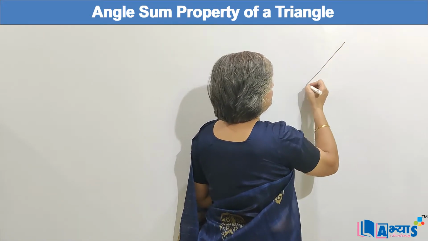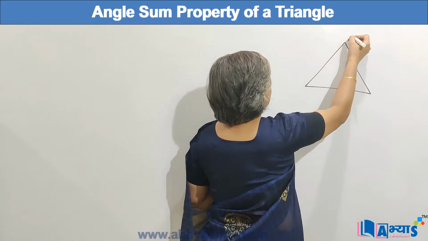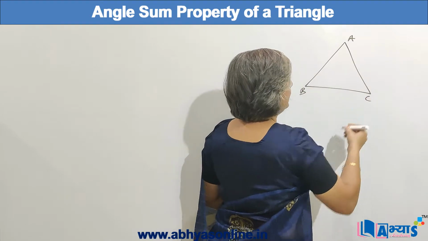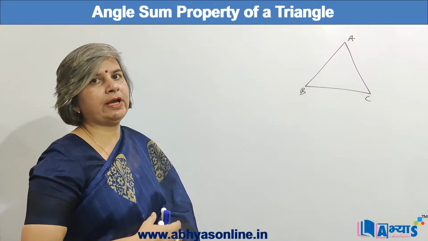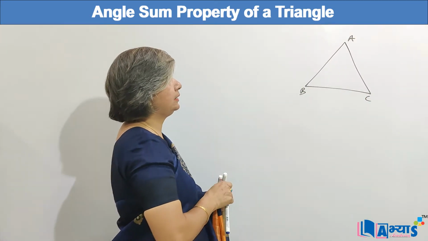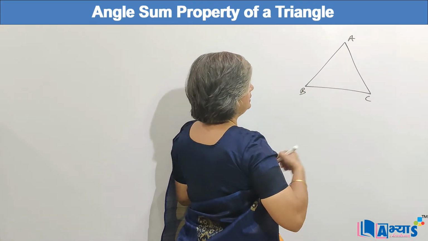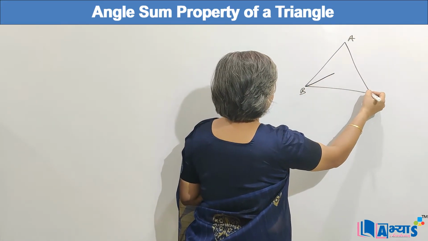Let us take a question. Suppose we are given a triangle ABC. We have a triangle ABC and we have drawn the bisectors of angle B and angle C. Let the bisectors of angle B and angle C meet at O.